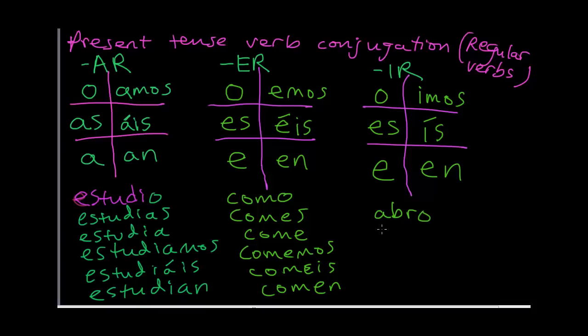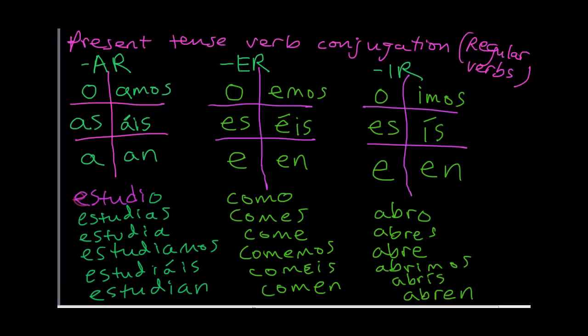And we should write all of these forms now. Yo abro, I open. Tú abres. Él abre, ella abre, usted abre. Usted abre would be like you open. Abrimos is we open. Abrís. And ellos abren.